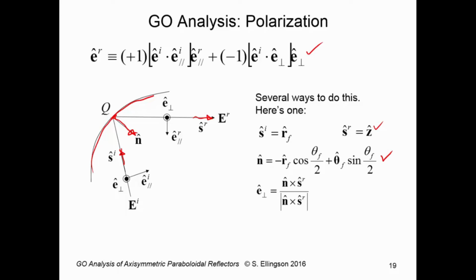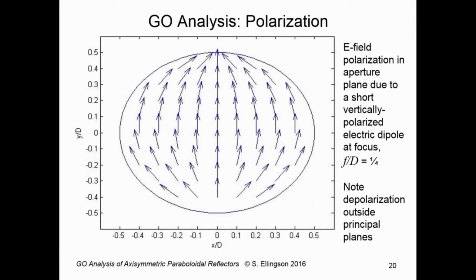We can then compute this vector E perp. It's quite simply n hat cross S super R. For example, here's S super R, here's n hat. So we can take this cross product and we get E sub perp. And then from that we can quickly compute the remaining unit vectors E sub para super R and E sub para super I. So once I've done that, I've got everything I need to compute the polarization vector, and I've just done it here in this picture.